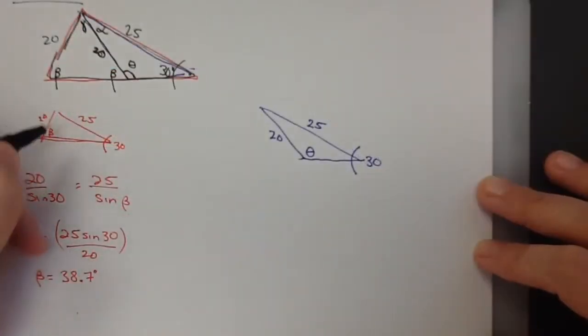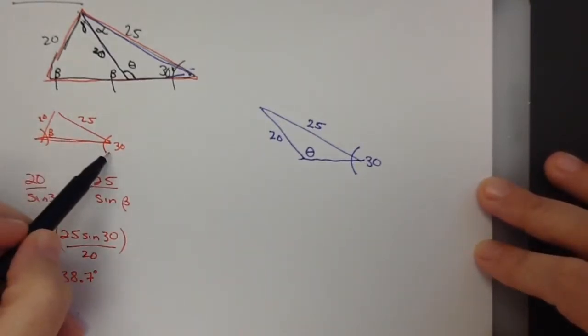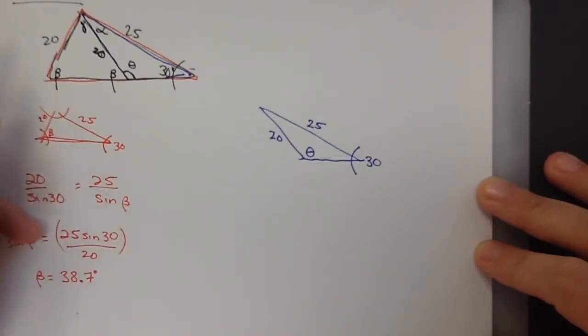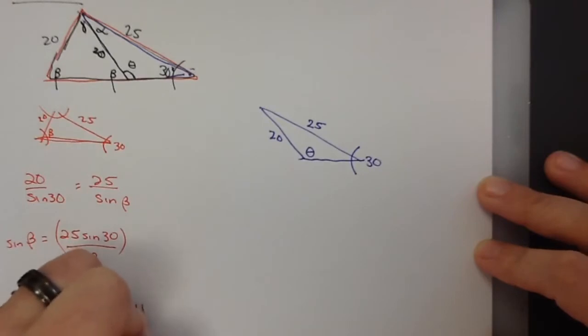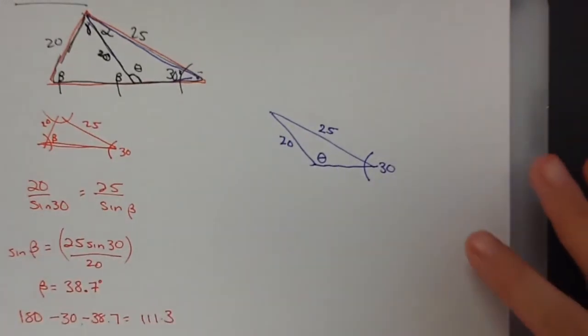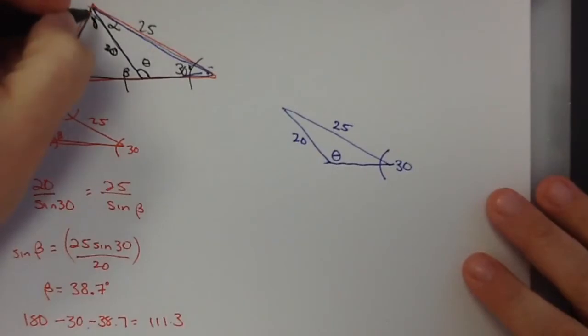Okay. Now we know that this angle is 38.7 and this angle is 30, we can say that this big angle itself is going to be 180 minus 30 minus 38.7. So that's 111.3. But once we know that, we can come in here and deal with this green triangle here.